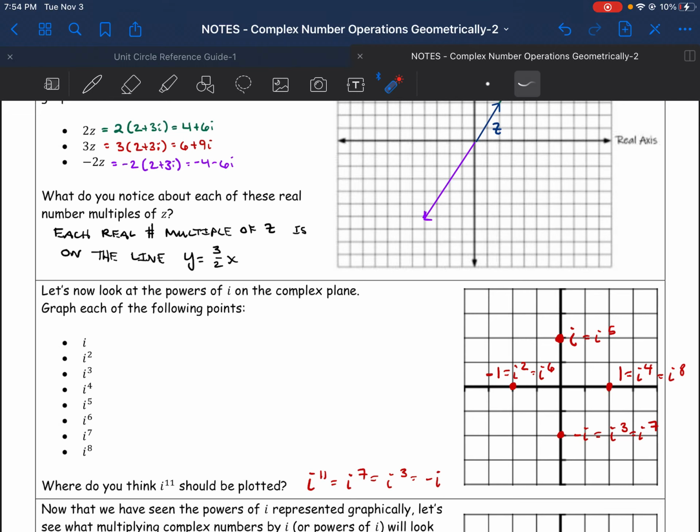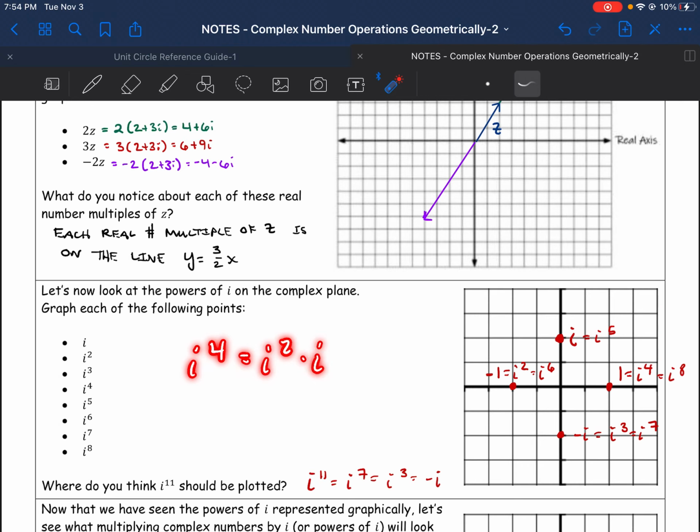Okay, well, what about i to the third? Well, i to the third is i squared times i, and we know i squared is negative 1, so negative 1 times i. So i to the third just so happens to be negative i. Okay, well, what about i to the fourth?